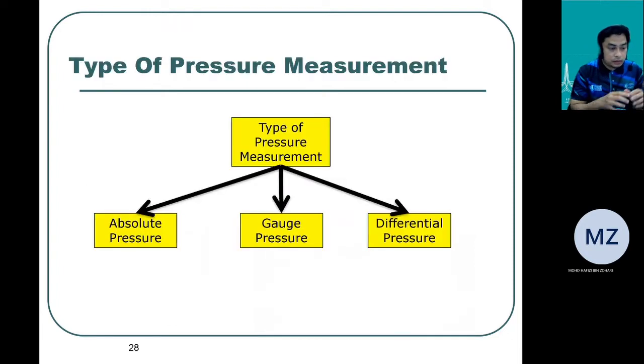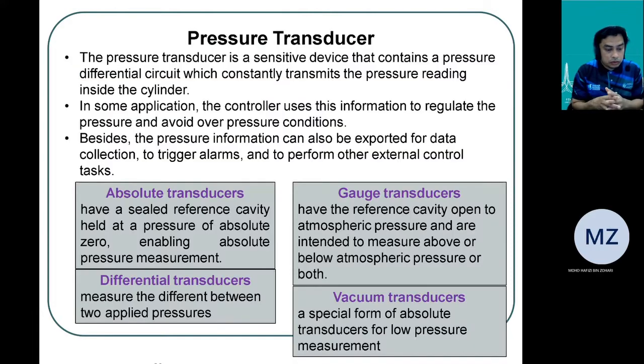All right, so for pressure measurement, we have absolute pressure, gauge pressure, and differential pressure. We're going to look at them one by one in detail. What is absolute pressure? How do we calculate absolute pressure? What does it mean by absolute pressure? And also the gauge pressure. And the last one is differential pressure. So these are the details.